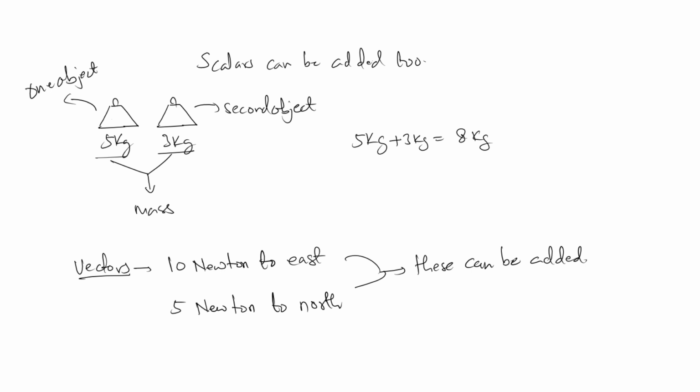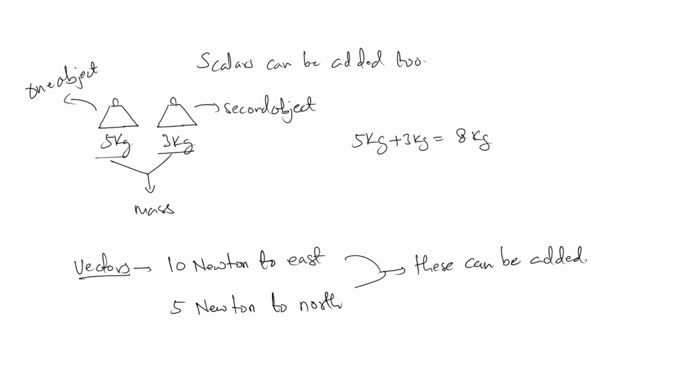Scalars can indeed be added. When we talk about addition in the context of scalars, it's simply combining their magnitudes without any concern for direction. Here's how it works. Adding scalars. For example, if you have 2 scalar quantities, 5 kilograms, the mass of one object, and 3 kilograms, the mass of another object, and you want to find the total mass, you would simply add them. 5 kilograms plus 3 kilograms equals 8 kilograms.